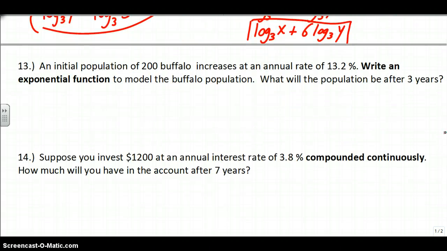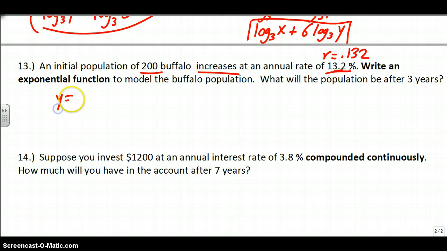13, an initial population of 200 buffalo increases at an annual rate of 13.2%. So there's a couple things here. That means our r value is actually 0.132. Remember, you had to move the decimal point 2 places to the left in order to get that as a decimal. We want an exponential function.